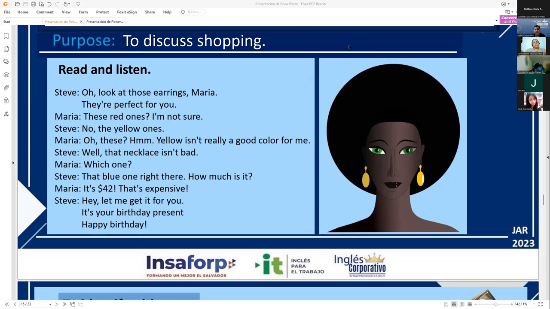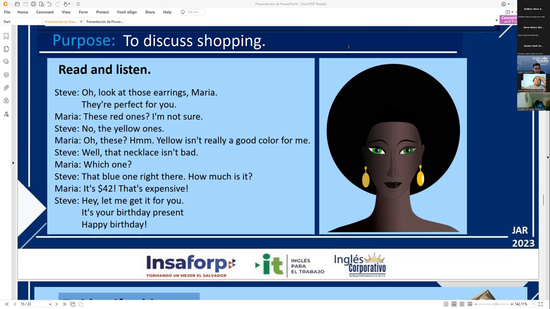Oh, look at those earrings, Maria. They're perfect for you. These red ones, I'm not sure. No, the yellow ones. Oh, this. Yellow isn't really a good color for me. Well, that necklace isn't bad. Which one? The blue one right there. How much is it? It's $42. That's expensive. Hey, let me get it for you. It's your birthday present. Happy birthday. Thank you. Okay, excellent. Thank you very much.